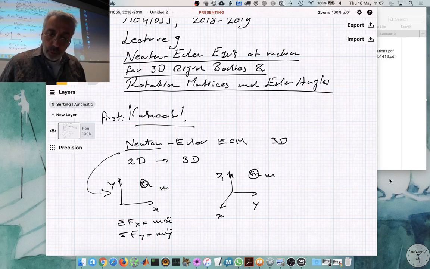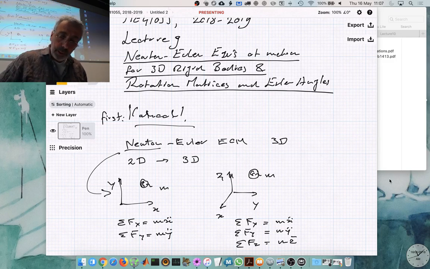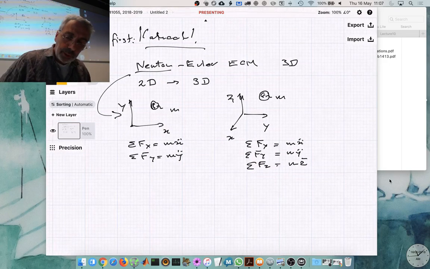And orthogonal. Then what do we write? We say, well, the sum of the forces in x is m x double dot, the sum of the forces in the y is m y double dot, and the sum of the forces in the z direction is m z double dot. Super simple.